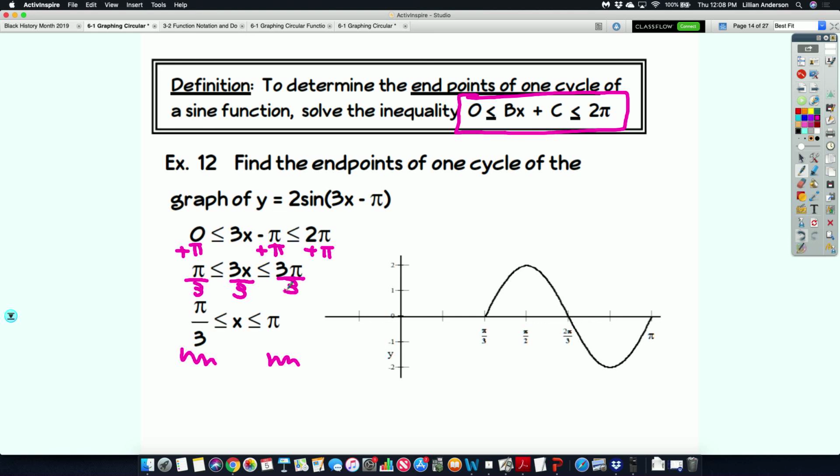So for this particular equation that was horizontally stretched by a factor of 1/3 and then had a phase shift of what number? What's the phase shift here?